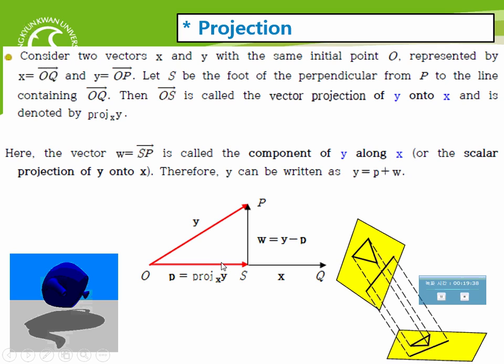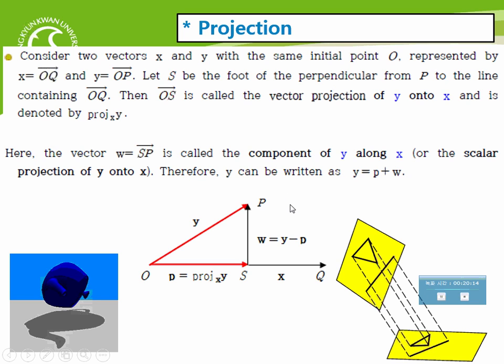The projection of y onto x is this. This projection of y onto x, which can be written as p, is the same as what? A scalar multiple of x. This should be equal to tx. And if you add this vector and that vector, then it should be y. So let it be w. Then y is equal to p plus w, so w should be y minus p, like this. From this figure, you can understand easily the concept of projection.